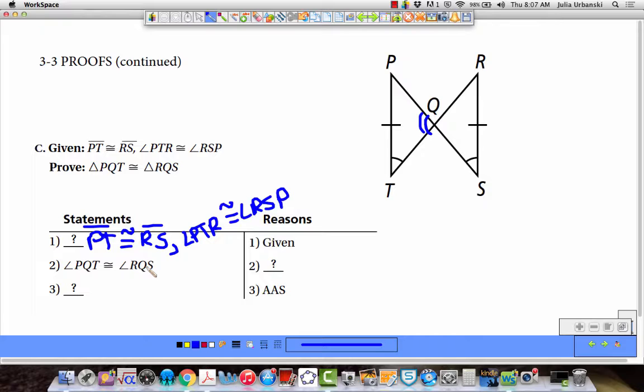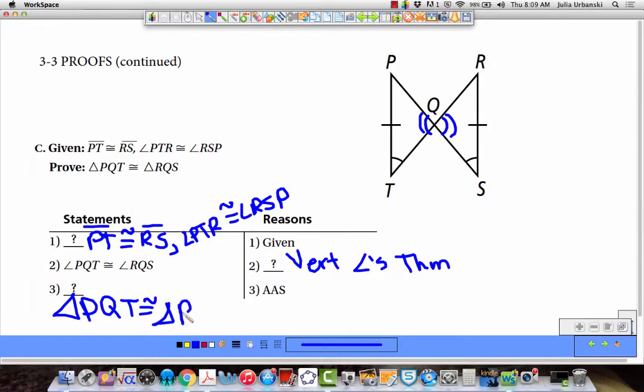What reason did you come up with? Vertical angles, good job. This is angle PQT or RQS. So did you write vertical angles? Good. Or you could say the statement, vertical angles are congruent. Alright, stop and examine the third step and see what you can do with it. Okay, what did you end up with from AAS that they gave you right here? PQT congruent to RQS, and that's it. Okay, so you are just looking for the clues that you can fill in the blank.